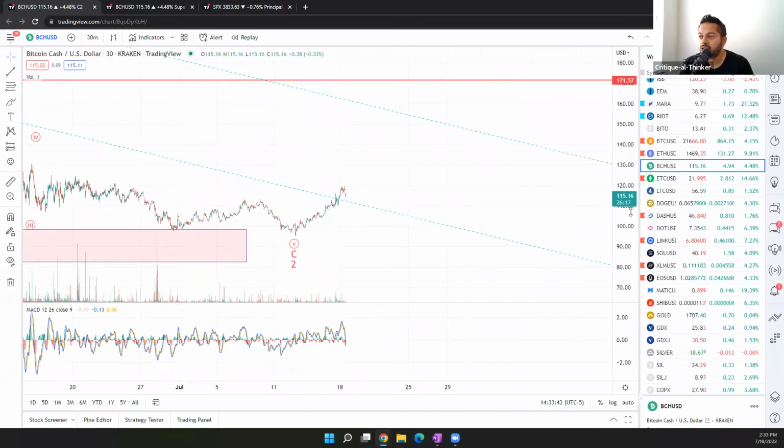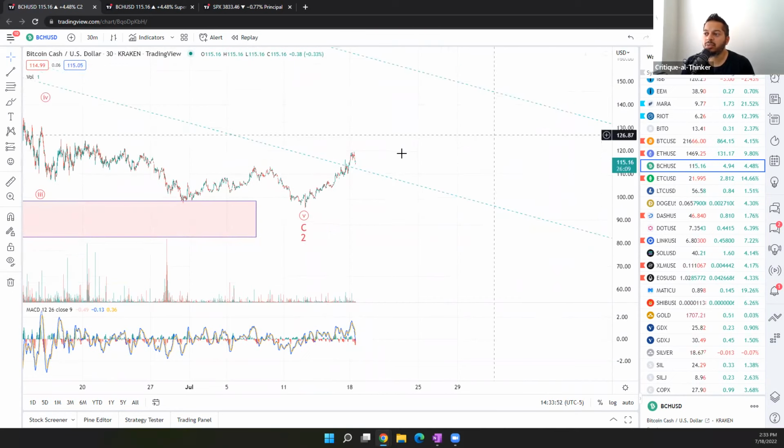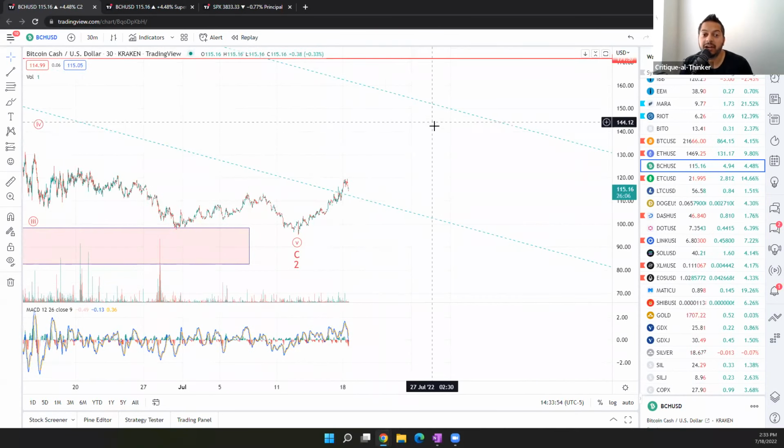Now, when we look at the internal structure, there's nothing really clear. This could be a completed impulse, could be five waves up, but there aren't any real prominent characteristics. So the best thing we can see happen here is that we continue rallying upwards to give us more of a structure to project from.